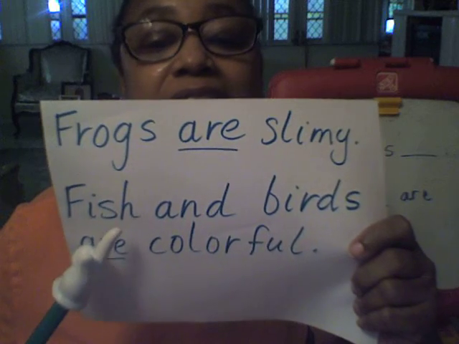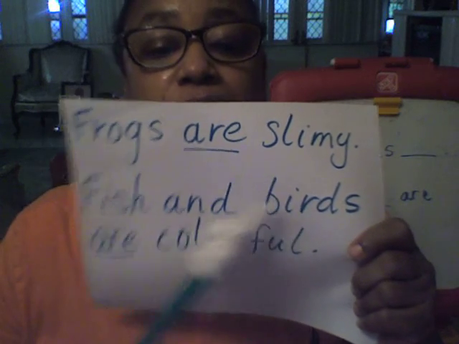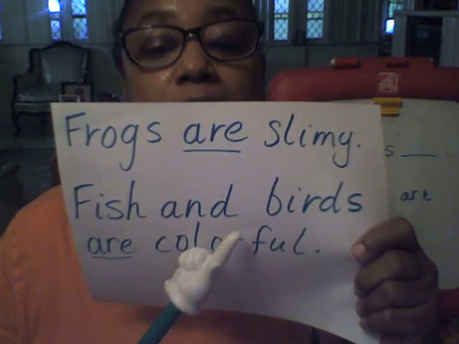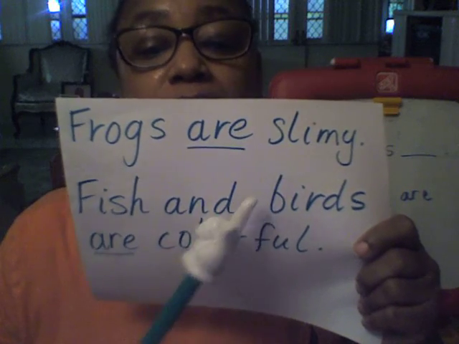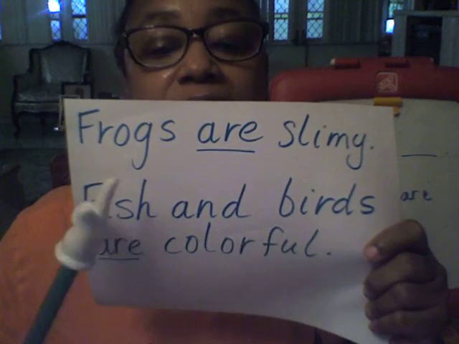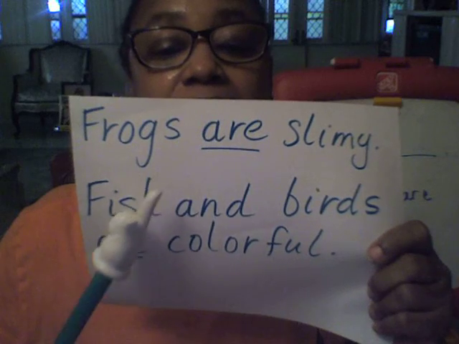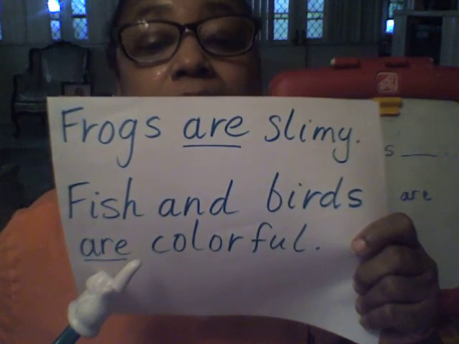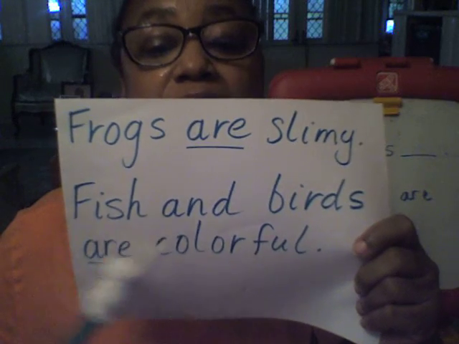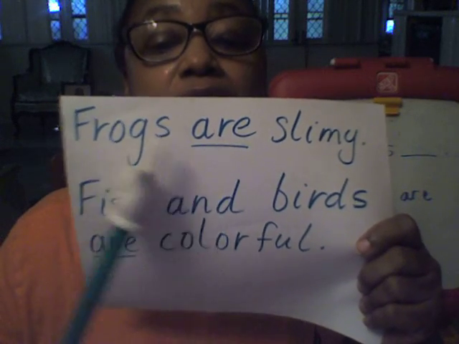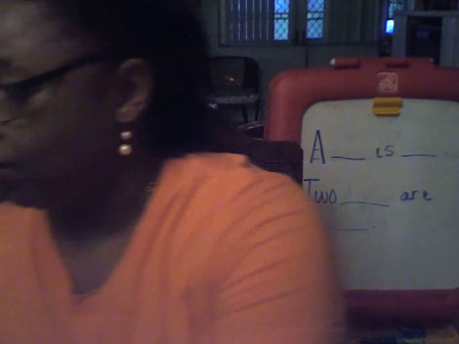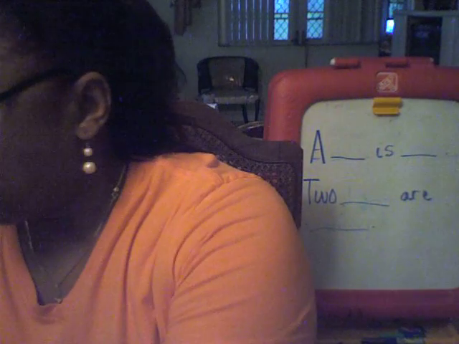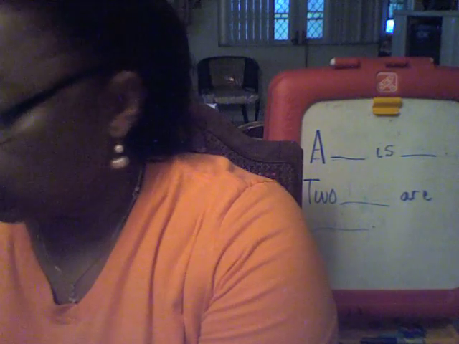And look at the next sentence. Fish and birds are colorful. What do you notice about fish and birds? More than one, right? Two sets of animals. And in the more than one, so we use the word are. That talk about the present. Fish and birds are colorful. Frogs are slimy. Okay?